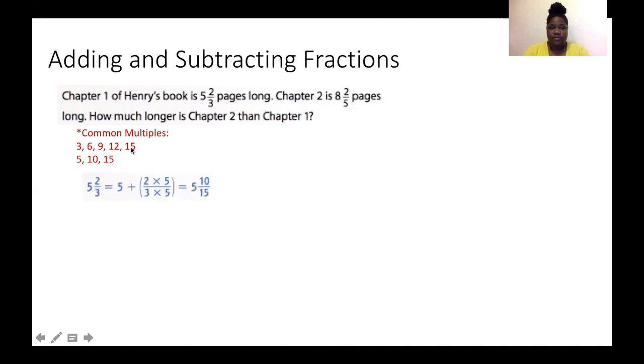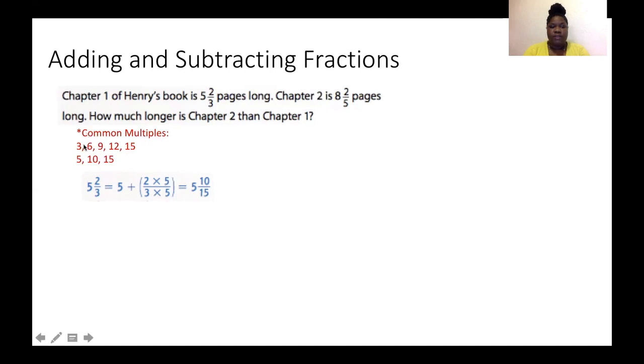be 15. So here, I can say 5 2/3. I can change that to have a common denominator of 15 by taking my whole number and separating it from my fraction. So here I have 5 plus, and then I take 2/3 and I multiply it by 5. 2 times 5 is 10. 3 times 5 is 15. I know that I multiply both of these by 5 because it takes 3 times 5 to equal 15.